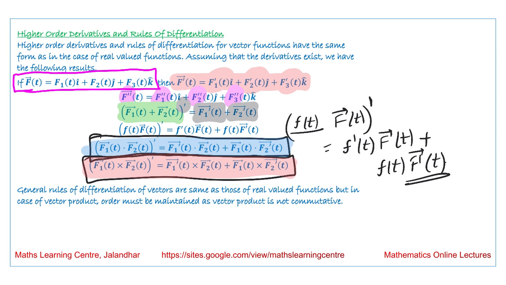So the general rules of differentiating vectors are the same as those of real valued functions, but in the case of the vector product, the order must be maintained as the vector product is not commutative. You should remember that you should not change the order of the product, because it is the cross product over here. Otherwise, most of the results are the same as in the case of real valued functions.